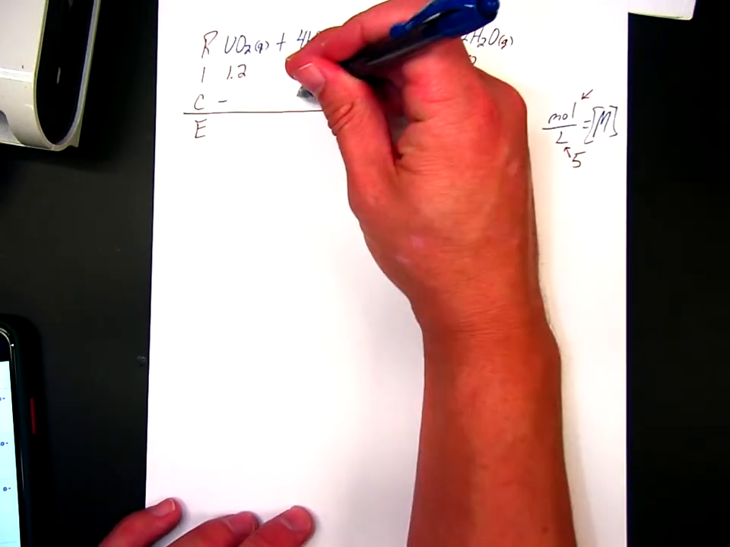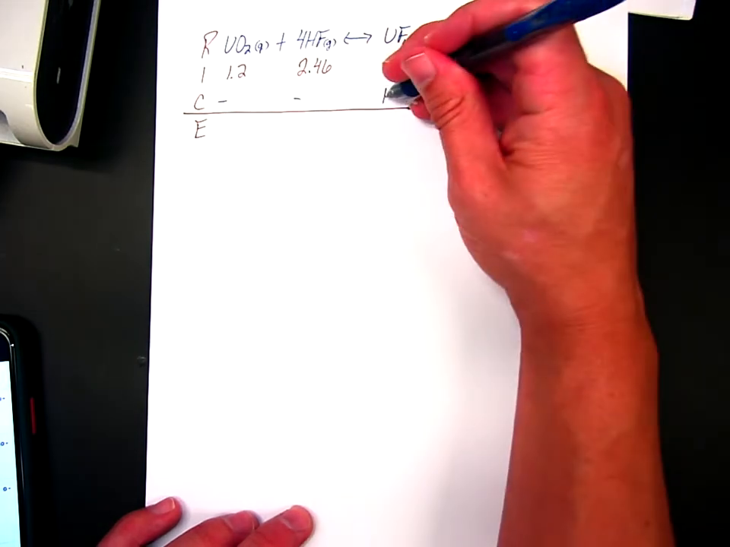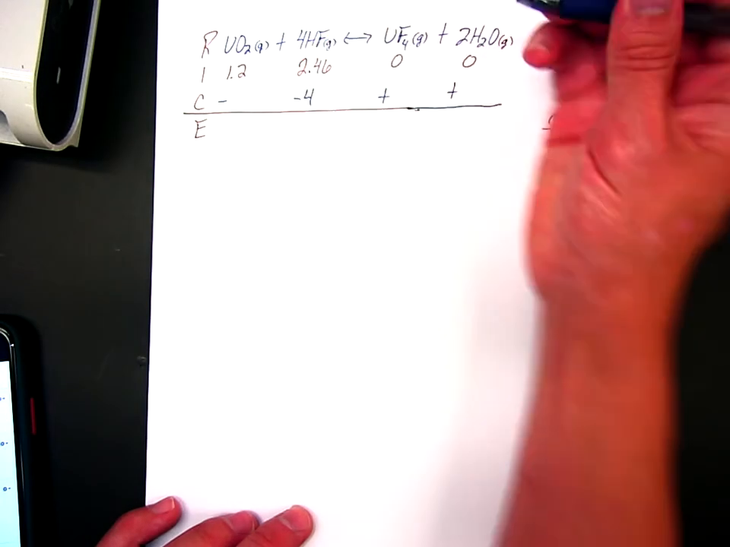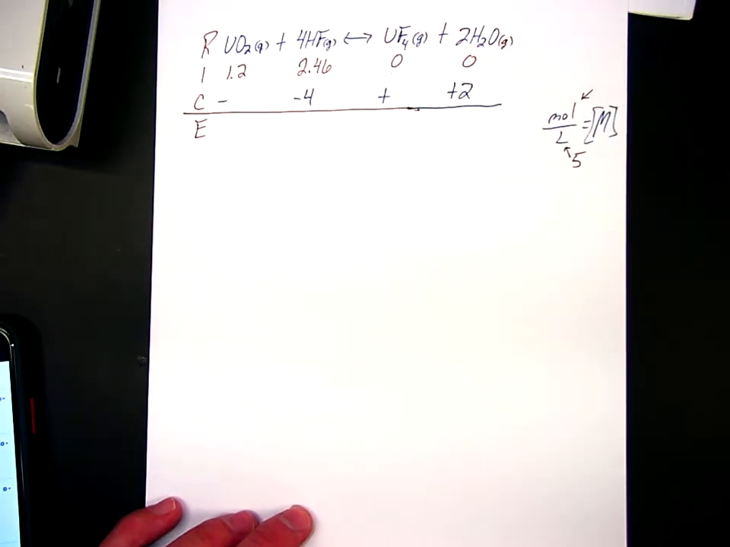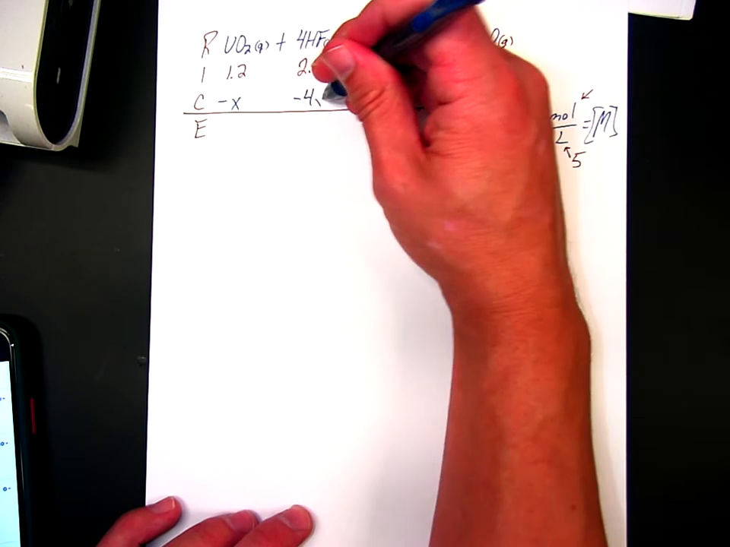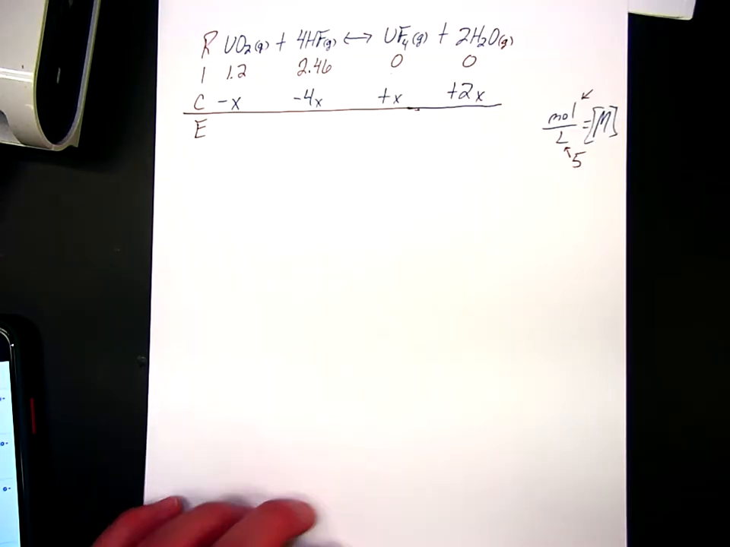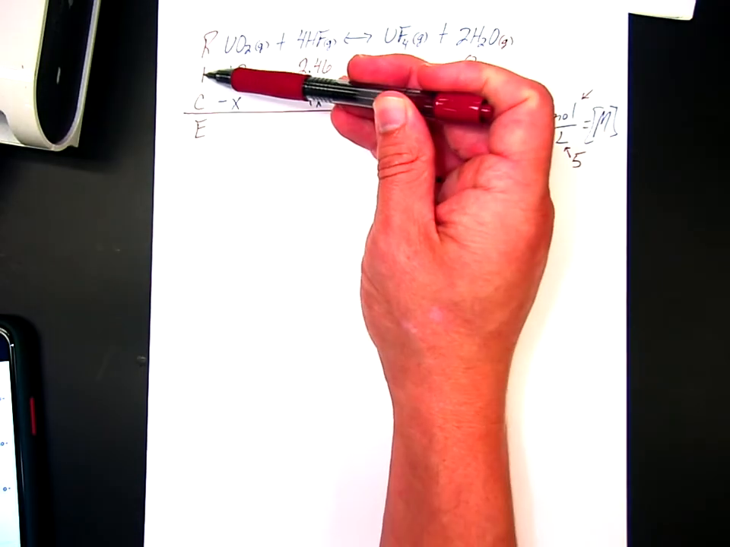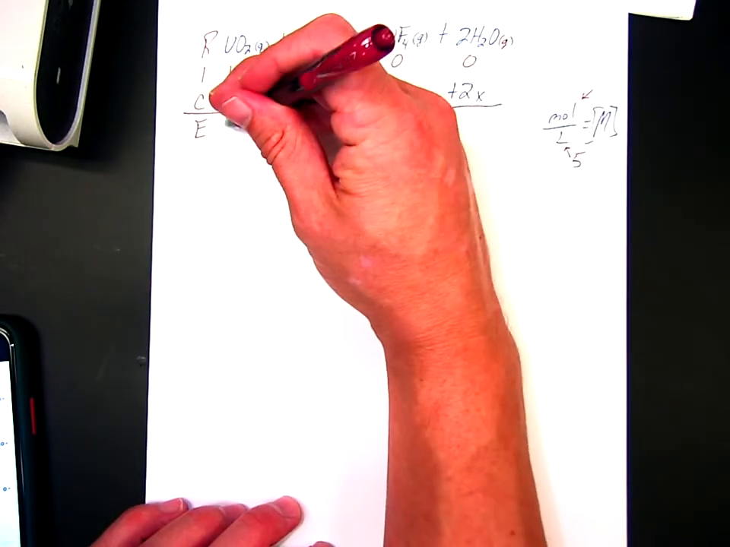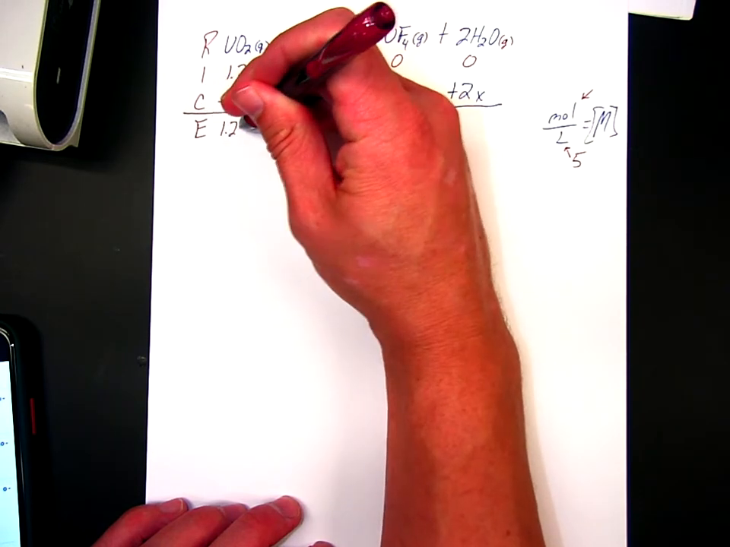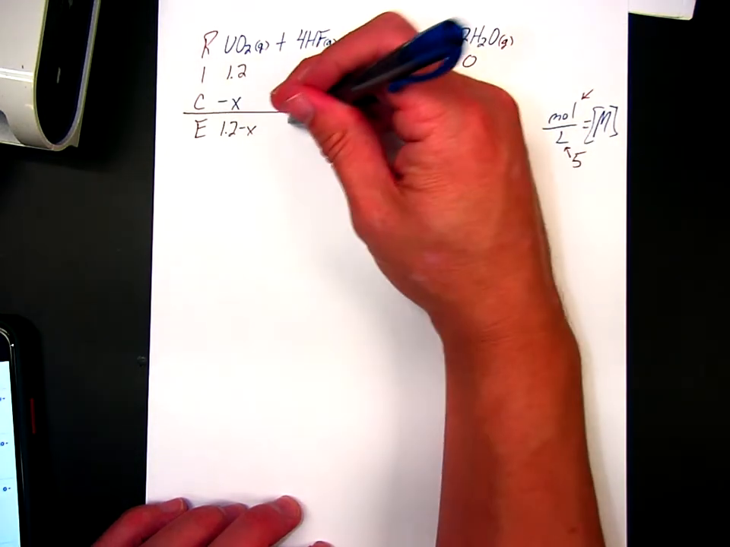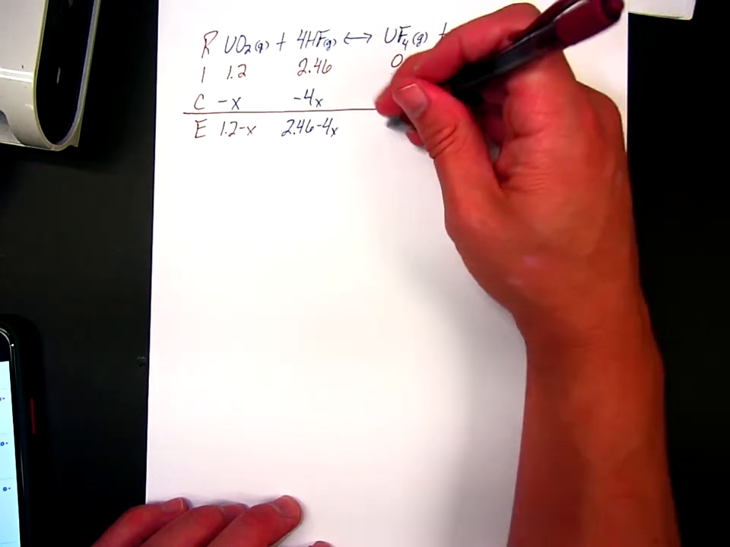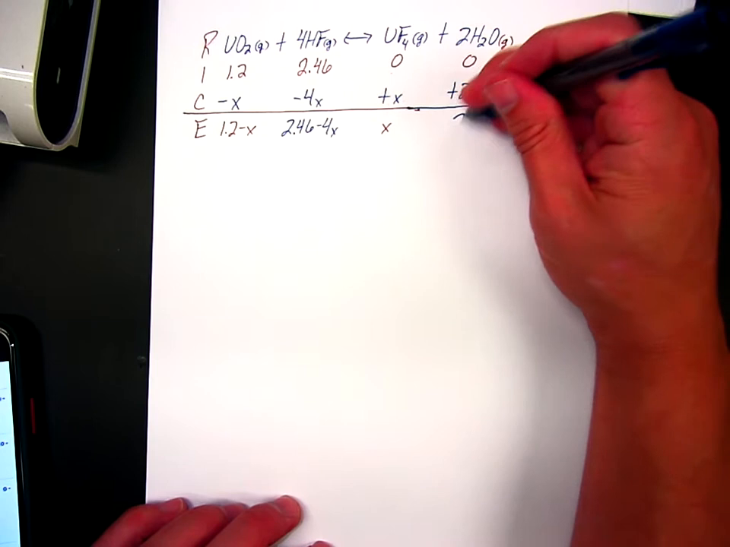I use minuses for the reactants because they will go down. I use pluses for the products because they will go up. I bring down the coefficients, which are only those two, and then give an X to everything. E is I plus C. So let's combine, and here we're going to get 1.2 minus x. Here we're going to get 2.46 minus 4x. Here we just have x, and here we've got 2x.